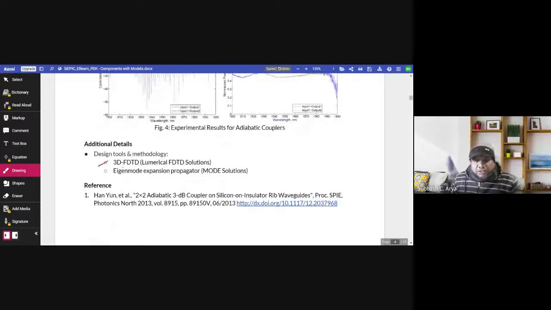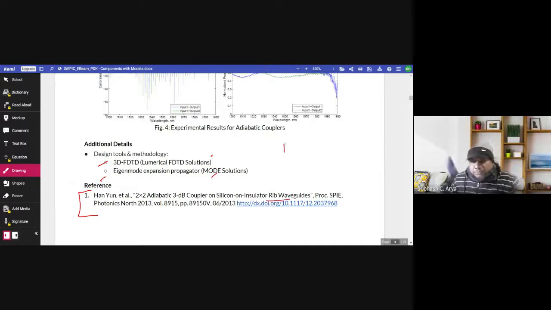3D FDTD methods, numerical FDTD solutions were used for modeling this, as well as eigenmode expansion solutions. And the parameters used to design this adiabatic coupler are given in this paper: 2x2 adiabatic 3dB coupler on silicon on insulator rib waveguide. However, here only strip waveguide has been used, but in this paper rib waveguide is used.